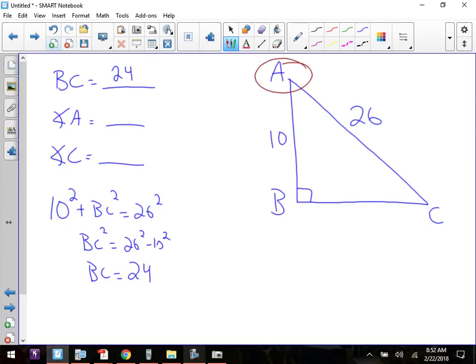If I start with angle A, I circle it just like we have been. I draw to my opposite. I have no info, but I have an adjacent and a hypotenuse. What trig function will allow me to find angle A if I know the adjacent and the hypotenuse? Cosine. So we know that the cosine of A is 10 over 26.